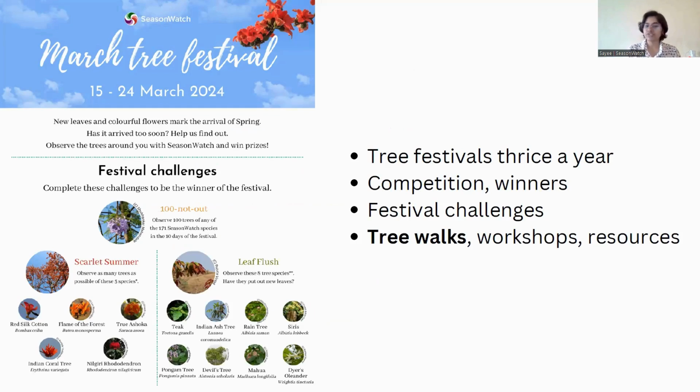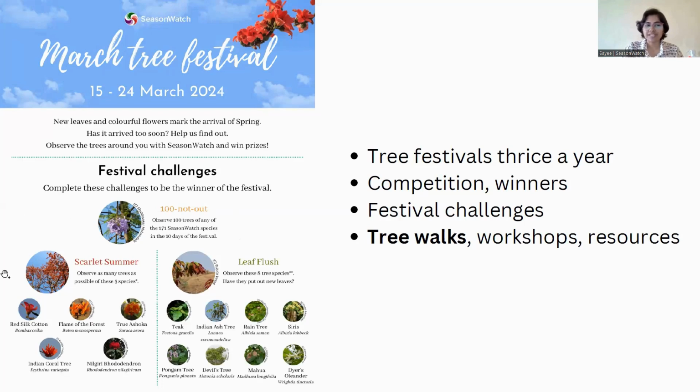And there are three challenges to make things exciting and to make the competition a bit varied. The three challenges are: 100 Not Out, wherein you have to observe 100 trees of the 171 Season Watch species in the 10 days of the festival. It's quite easy. People go out and do like 500 observations in the 10 days. So we get amazing participation through this challenge. It also allows you to look at any tree that is around you and that is on the list with Season Watch.